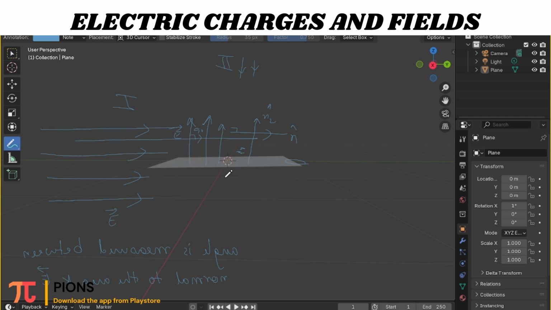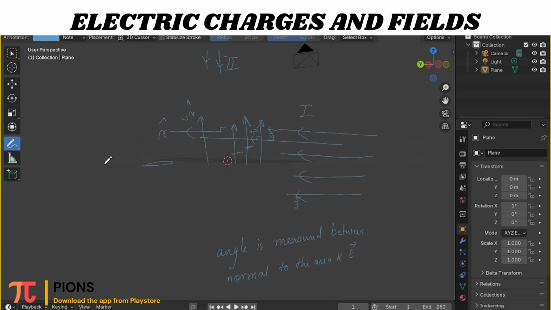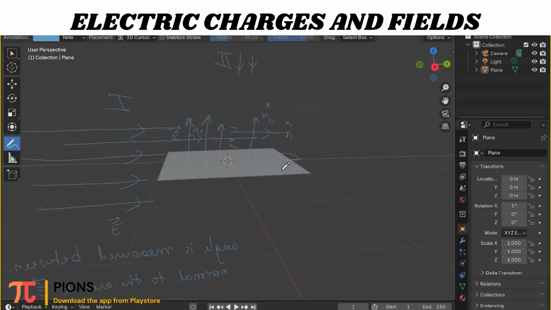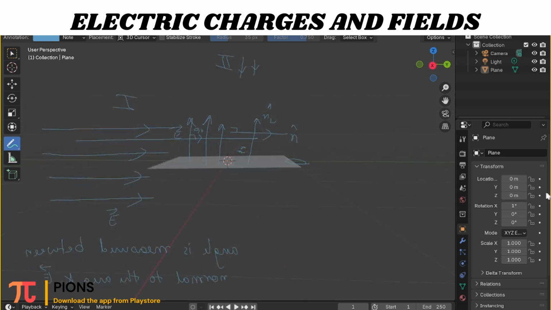So previous case. Electric field lines, case 1 only I am taking. 90 degree, perpendicular to the normal. That's why the flux will not be passing through the area. So electric field and area become parallel to each other, and flux becomes 0. If I slightly change the angle, look at this.